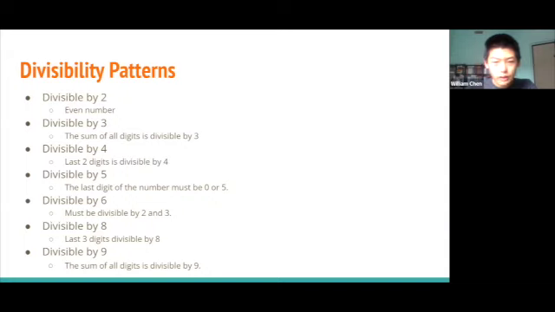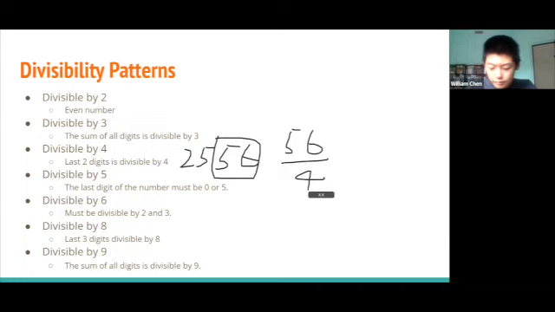If a number is divisible by 4, then its last two digits are divisible by 4. For example, 25,056. You can only look at the last two digits. Since 56 is divisible by 4, the entire number is also divisible by 4. If a number is divisible by 5, its last digit must be either 0 or 5. If a number is divisible by 6, it must be divisible by 2 and 3, meaning it must be even and the sum of its digits must be divisible by 3. And if a number is divisible by 8, its last three digits must also be divisible by 8.